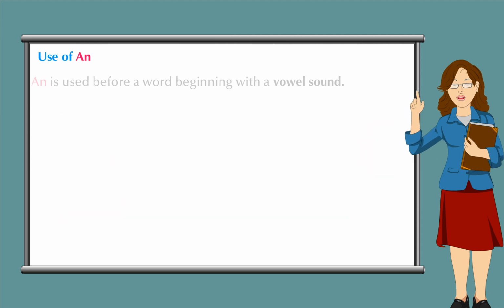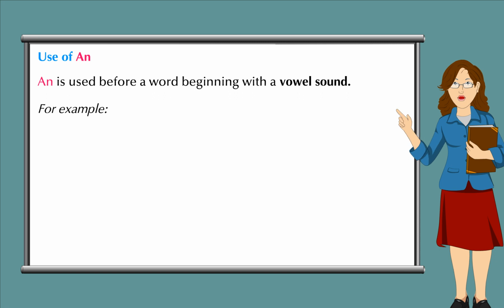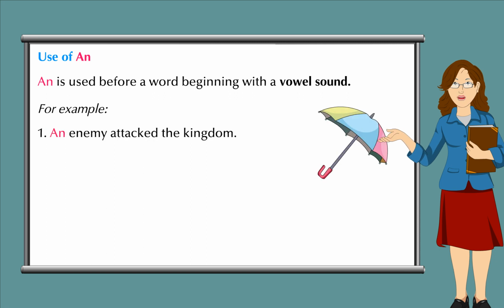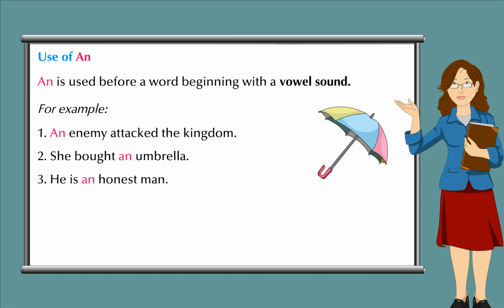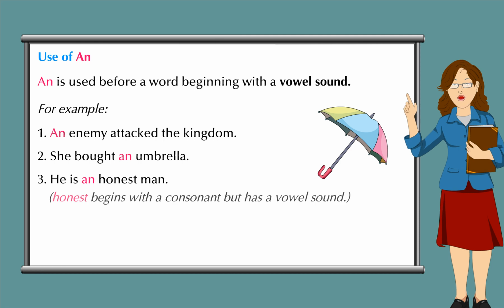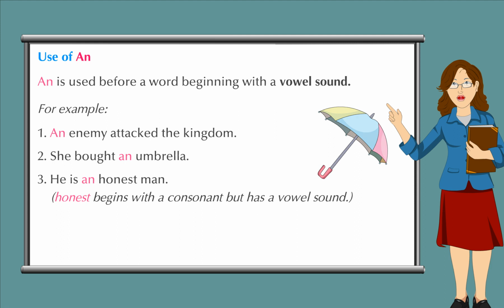Use of an. An is used before a word beginning with a vowel sound. For example, number 1. An enemy attacked the kingdom. 2. She bought an umbrella. 3. He is an honest man. Honest begins with a consonant but has a vowel sound.